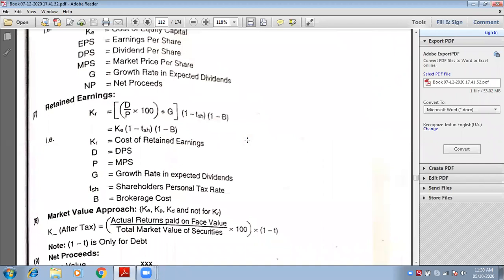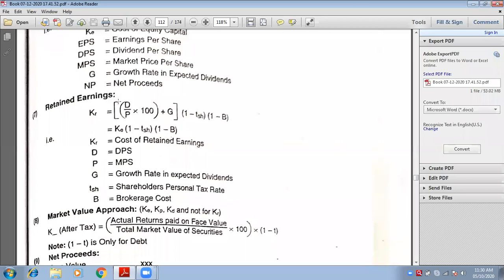Retained earnings. Let's look at the formula of retained earnings. See, they never ask you, but during the MCQs, in the form of MCQs, they can ask you. Okay.